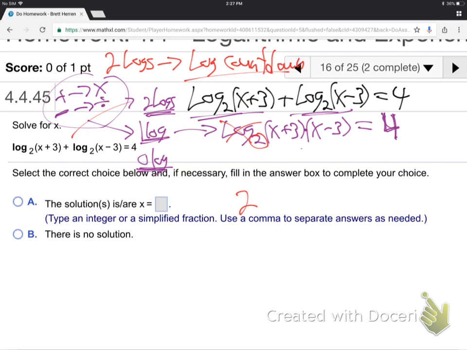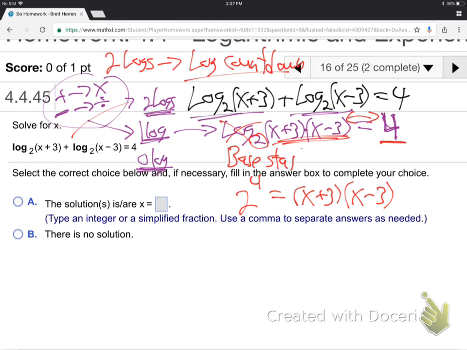The other 2 switch. What's the other 2? Everything else. All this x stuff and the 4. They're going to switch positions. Instead of 2 to all that x stuff, it's 2 to the 4. And all that x stuff goes over there where the 4 was. That's how you cross out the log. Base stays the base. Other 2 switch. Is that good? Everybody good with those steps?